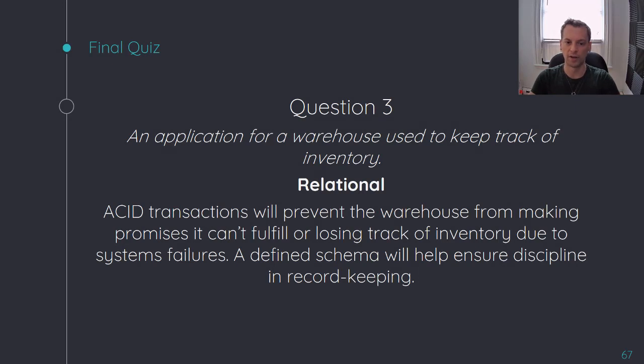So question 3 was the warehouse application. I would say a relational database. It's a little bit less cut and dry than the banking application, but we probably want to have ACID transactions to prevent the warehouse from making any promises it can't fulfill or losing track of inventory due to system failures.